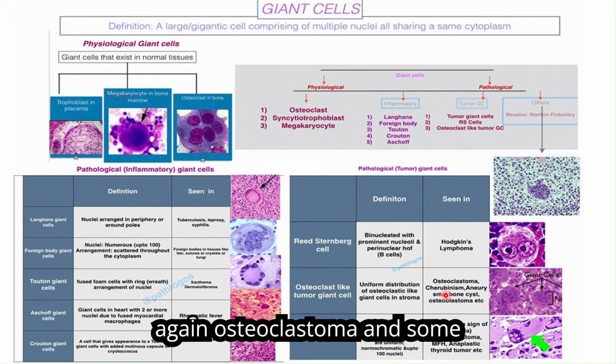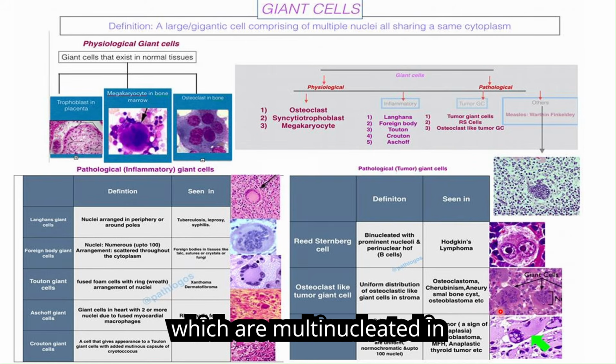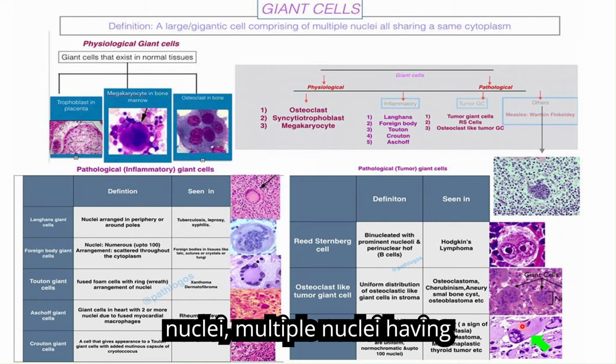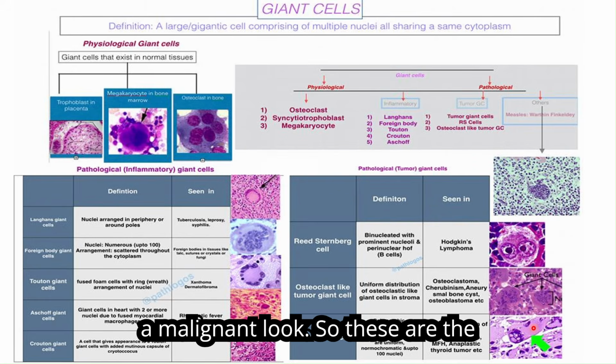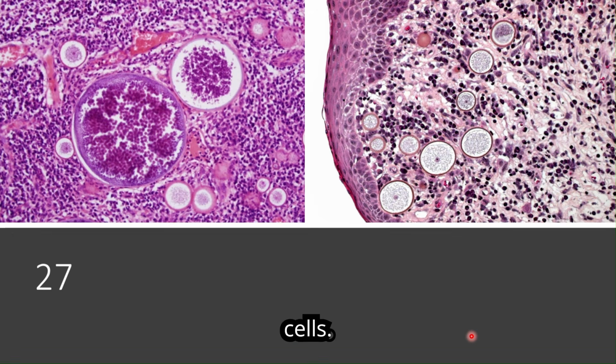Then again, osteoclastoma and some bone cysts will show giant cells which are multinucleated in appearance. Tumor giant cells have multiple nuclei with a malignant look. So these are high-grade tumors containing tumor giant cells.